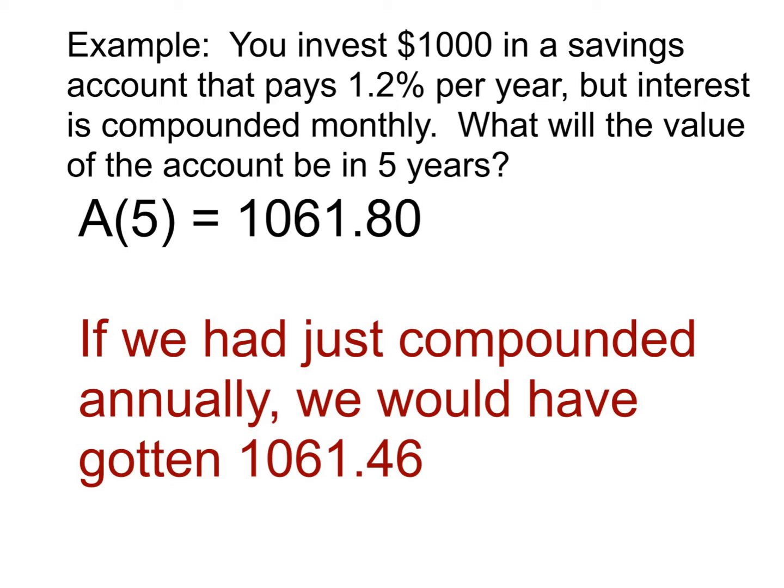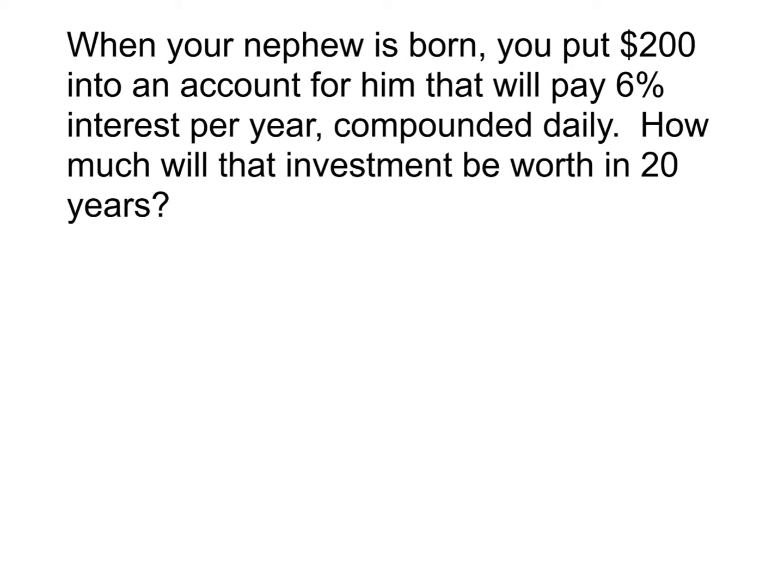All right, so we've seen one example of it. Now we're actually going to start doing it where you can practice it on your own and then check it. So you're going to want to write down the key points of this problem. In this case, when your nephew is born, because you're a good aunt or uncle, you put $200 into an account for him that will pay 6% interest per year, compounded daily. How much will that investment be worth in 20 years?